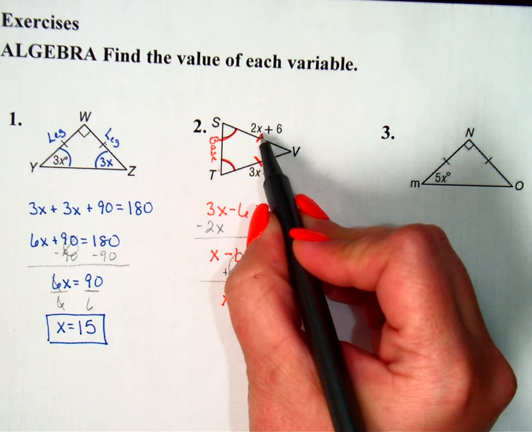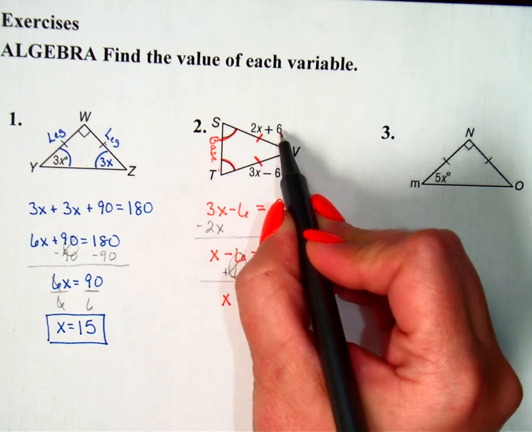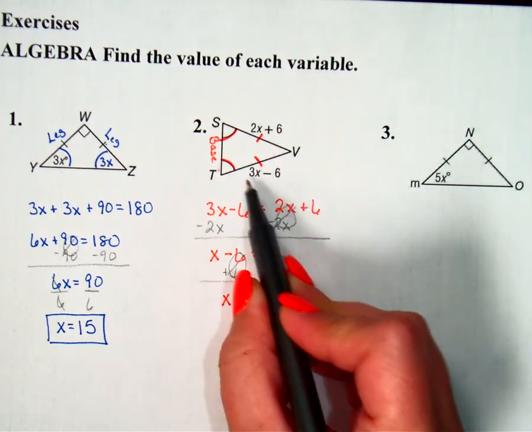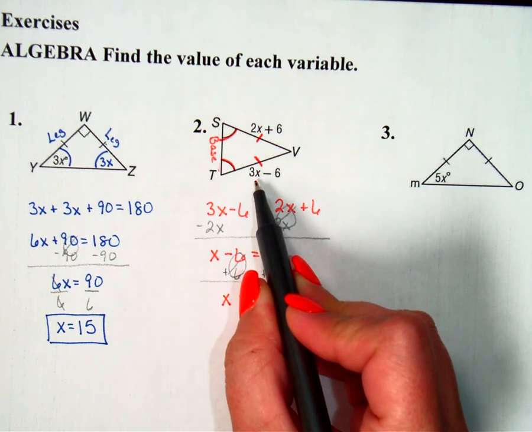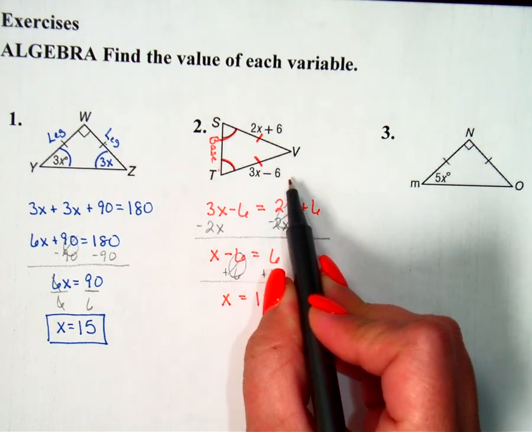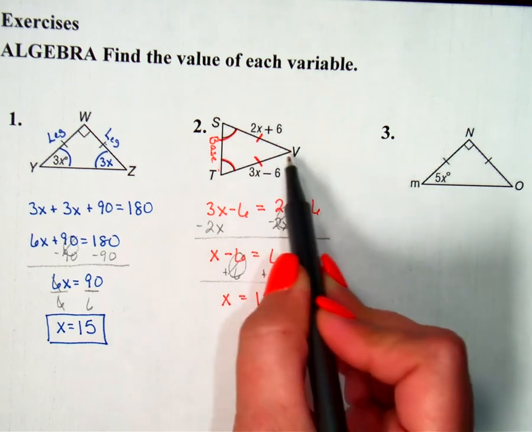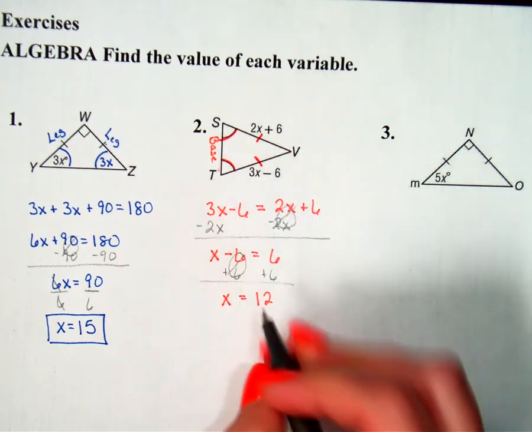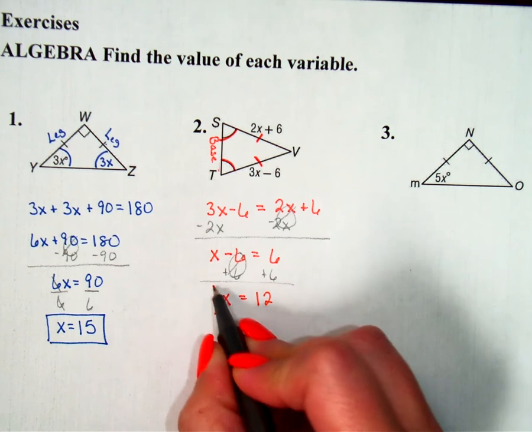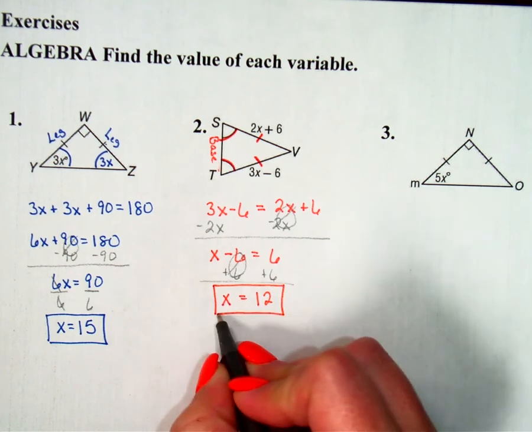We can check our work by plugging it back in. 2 times 12 is 24. 24 plus 6 is 30. 3 times 12 is 36. 36 minus 6 is also 30. So both of my legs here have a measurement of 30 units when x is 12.